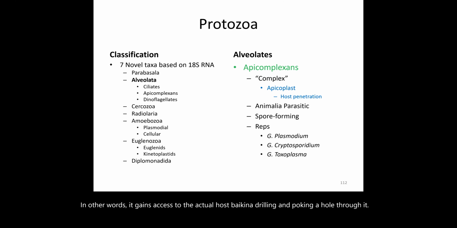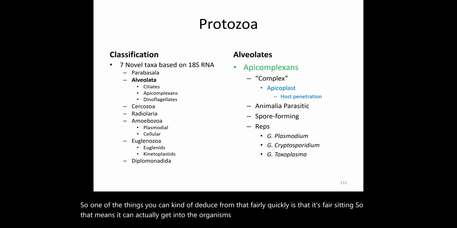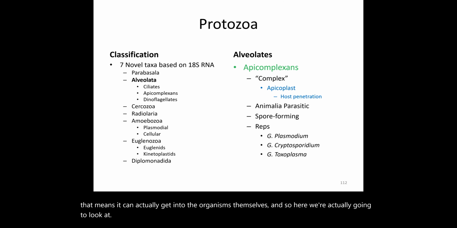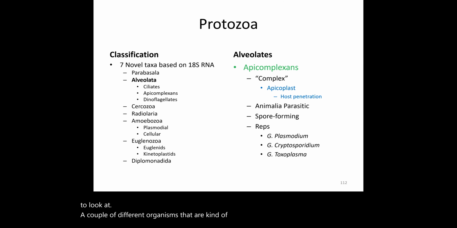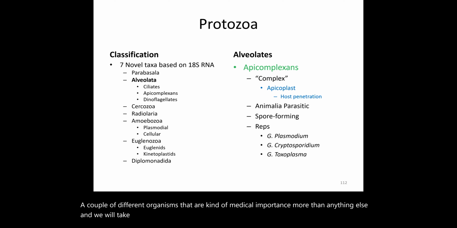So one of the things you can deduce from that fairly quickly is that it's parasitic. That means it can actually get into the organisms themselves. And so here, we're going to look at a couple of different organisms that are of medical importance more than anything else. And we will take a look at a couple of them in the lab as well. Okay. So let's go into these examples.